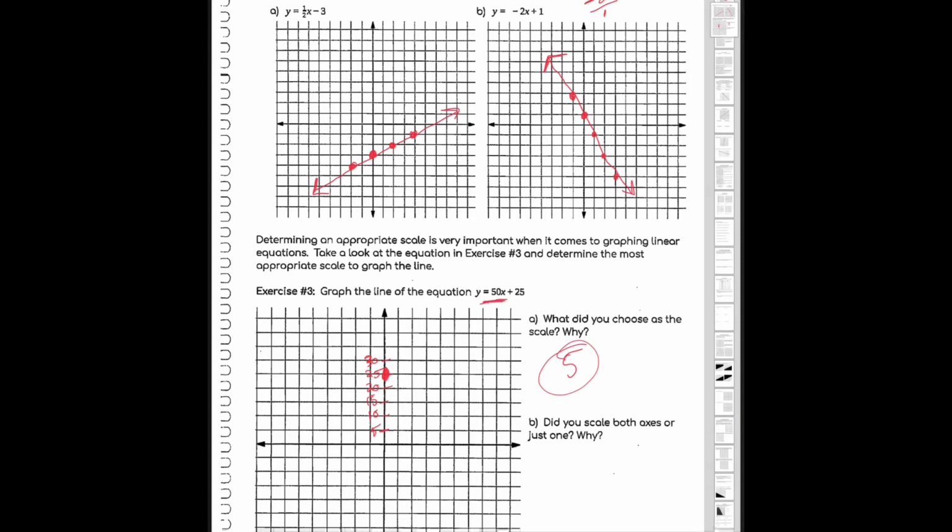So we have to go up 50 to the right 1. So if we went up 50, we would end up at this point here, and then to the right 1. So it would look something like this, and then we would also go down 50 to the right 1. So here is what that line would look like.